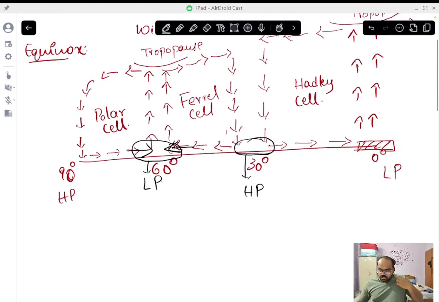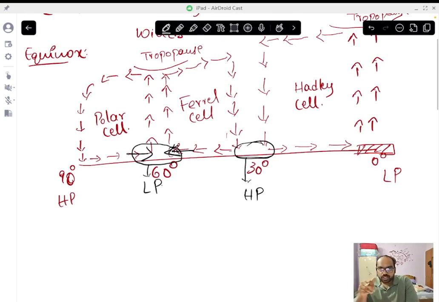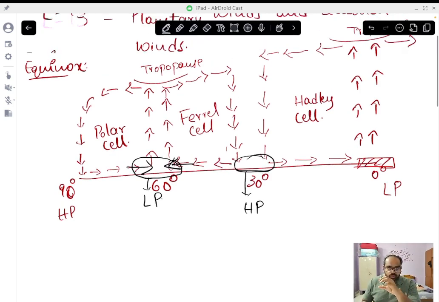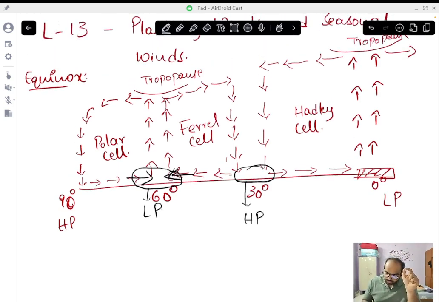And so due to the movement of these winds, we have different sorts of high pressures and low pressures on the entire earth. Due to this circulation of air in the atmosphere, three types of cells are developed. These are Hadley cell, Ferrel cell, and polar cell. Polar cell is present between polar region and subpolar region.